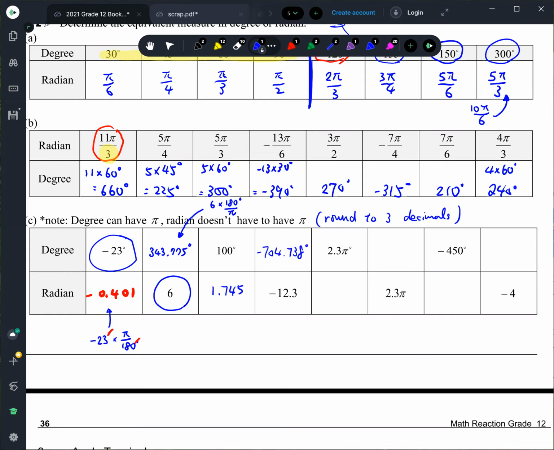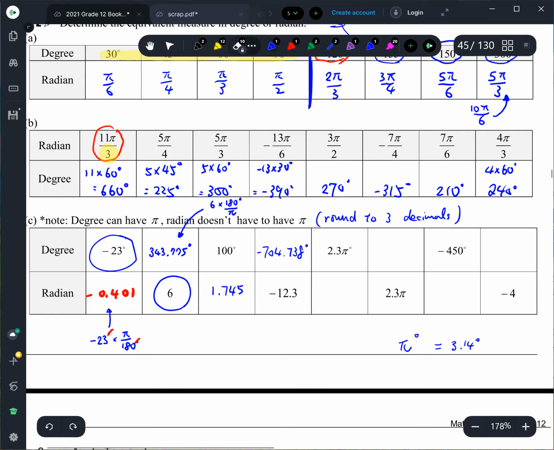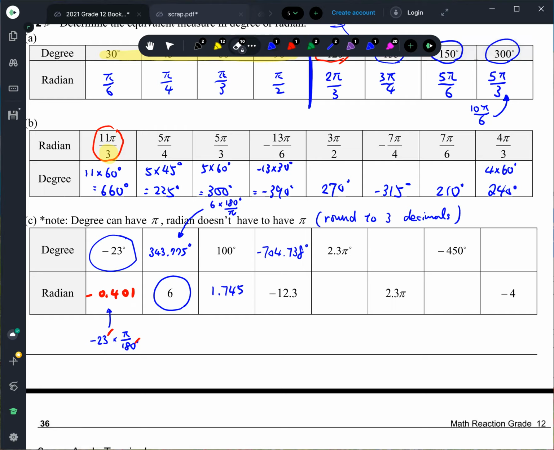For the next two, it's just showing you that for degrees, they could put it in something with a pi, right? Seeing a pi doesn't mean it's a radian, right? For example, if I say there's a pi degree, what that means is just saying it's 3.14 degrees, right? It's just a number. Pi is just a number. If there's no degree sign, then it's the radian.